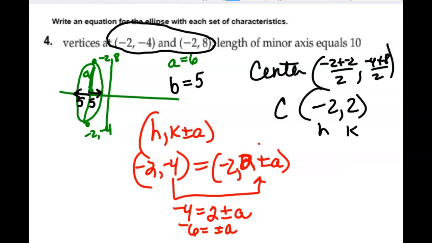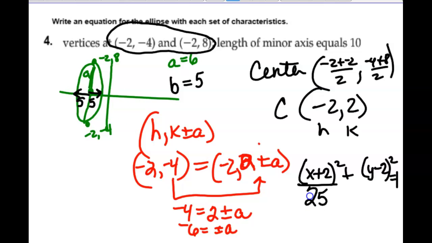All right. Recipe or final answer? X plus 2 quantity squared plus y minus 2 quantity squared equals 1. And what goes under the x's? A or B squared. How far was it going out either direction in the x direction? So this is a 25. And up and down, so it's a 36. All right.